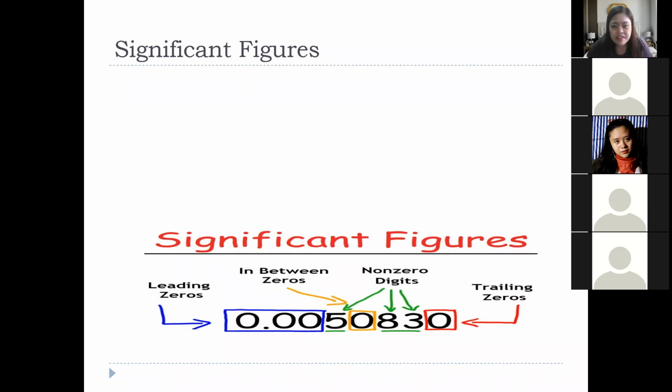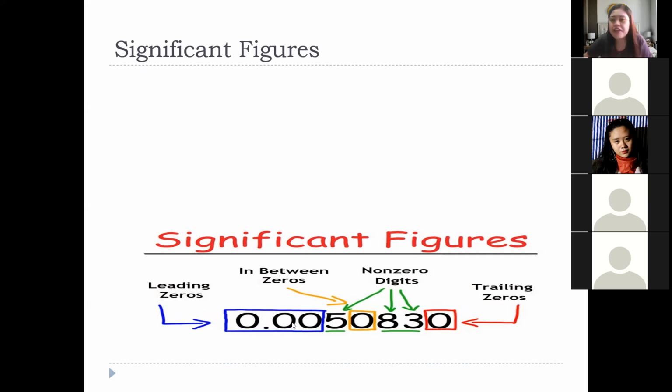So, significant figures class, take notes on the screen. Those zeros that are in the left part of the non-zero digits, whether you have there a decimal point or not, are called leading zeros. And of course, we have there the non-zero digits from 1 to 9. And then another one, we have the so-called in-between zeros. They are zeros found in between non-zero digits. And lastly, those zeros at the end part of the given number or data are called the trailing zeros.